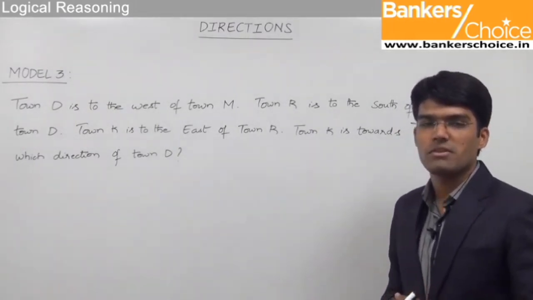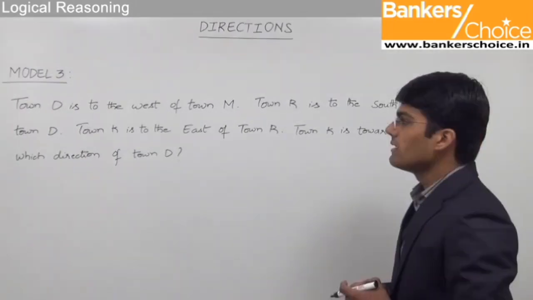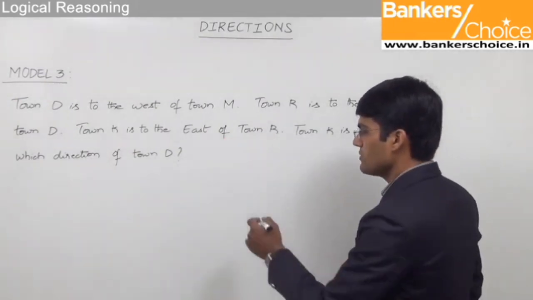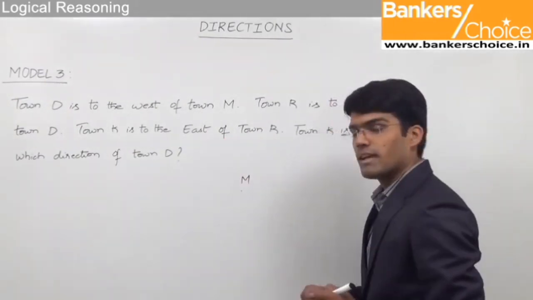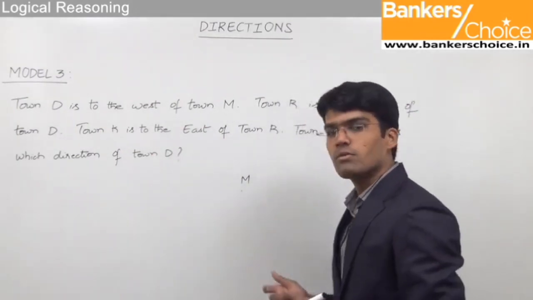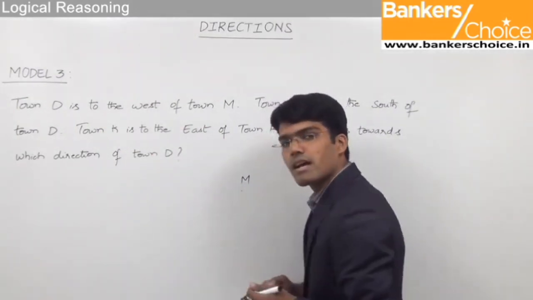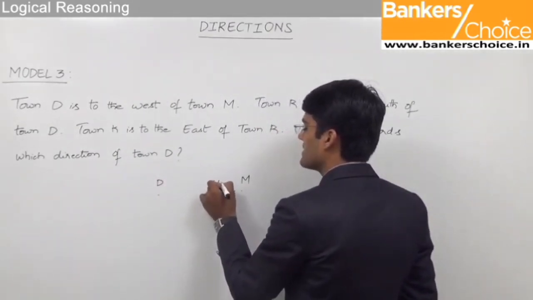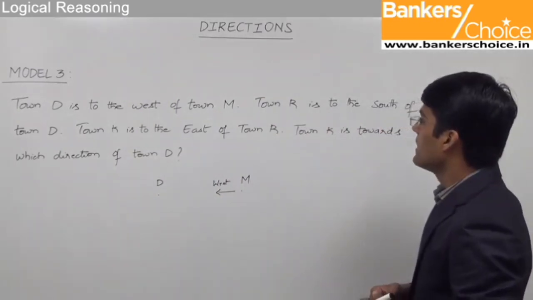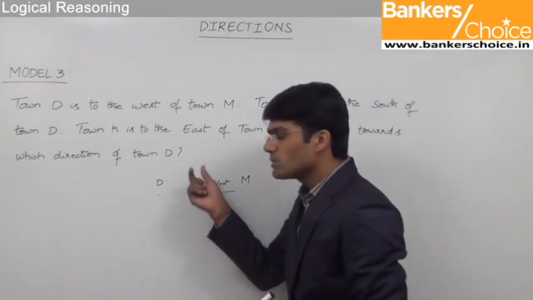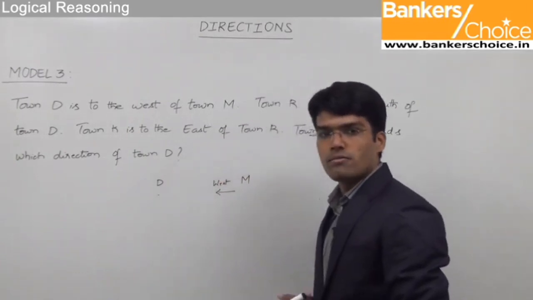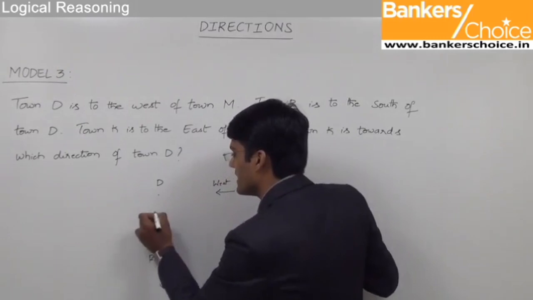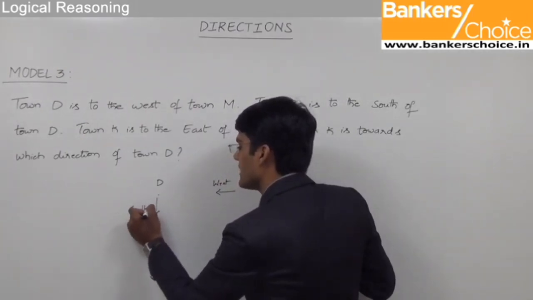So let us just mark the positions of these towns as per the given directions. The first statement here is town D is to the west of town M. So let us assume that town M is in this position. And as given, town D is to the west of town M. And west of town M should be towards our left. So taking town D towards the west of town M. Town R is to the south of town D. The south of town D is nothing but towards the bottom of D on paper. So we can say that town R is in this position, that is towards the south of town D.